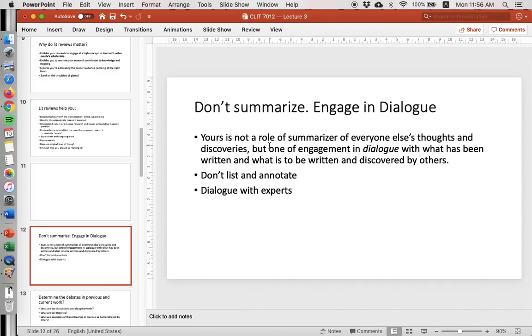So yeah, yours is not the role of summarizing, okay? This is another thing people make a mistake on: they summarize what other people have done. But actually, no, you need to tell a story, and you engage in a dialogue of what has been discovered in the field in application to your particular research question and what is to be written and discovered by others. You don't list and annotate. You do that for your annotated bibliography, but what you want to do is dialogue.